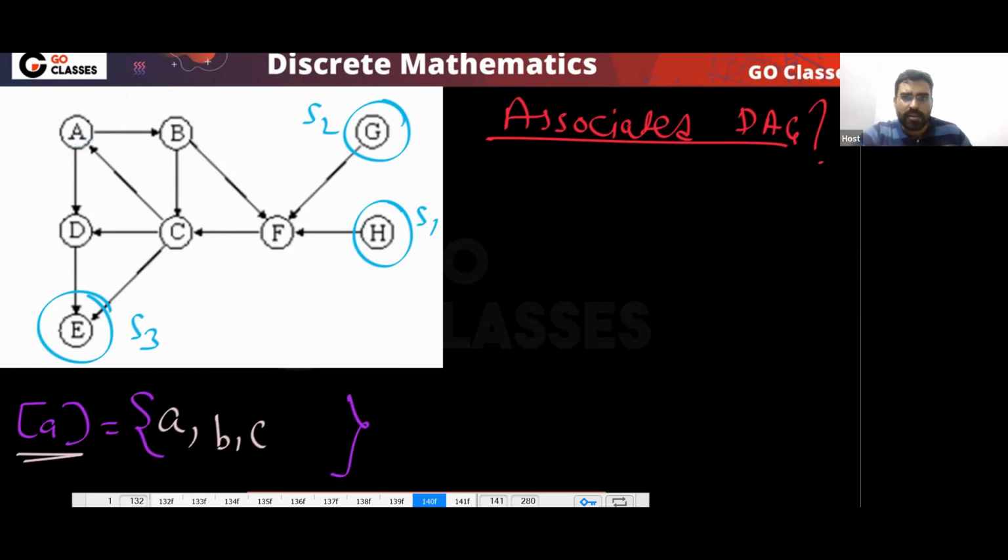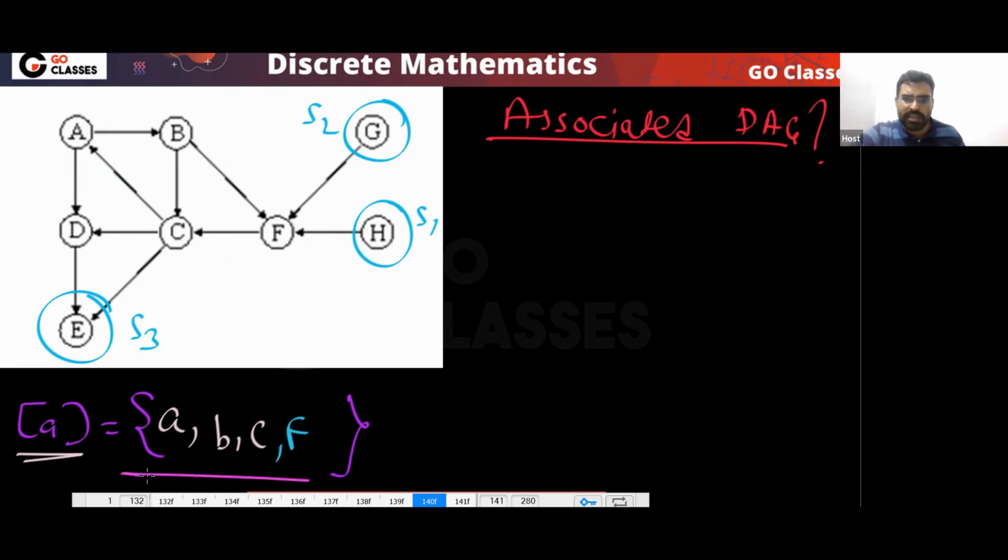Now think about it. D will be there or not? There is no path from D to A. Check it. So D will not be there. F will be there or not? There is a path from F to A, and there is a path from A to F. So F will be there. Tell me, H will be there or not? No, because there is no path from A to H. So this is the idea.